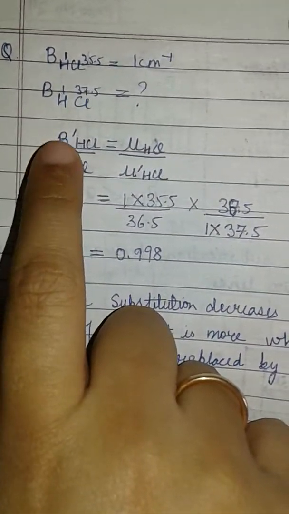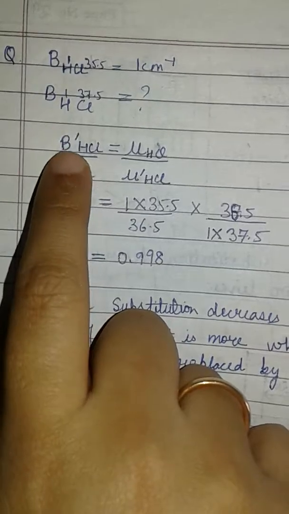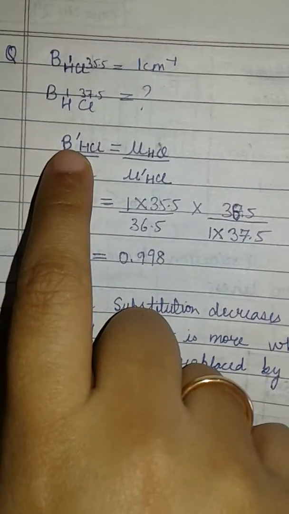Now another question, this time the isotope instead of H is Cl. Here it is BHCl, with Cl mass 35.5, and here 37.5. So now the chlorine is the isotope. For the BHCl normal molecule it is 1 centimeter inverse, and then what is the BHCl if the chlorine is the isotope? Then we know that B dash is what we are taking for the isotope.